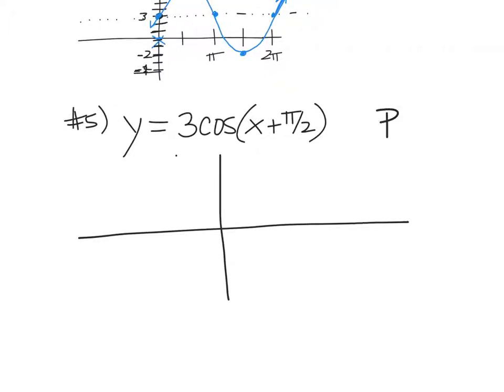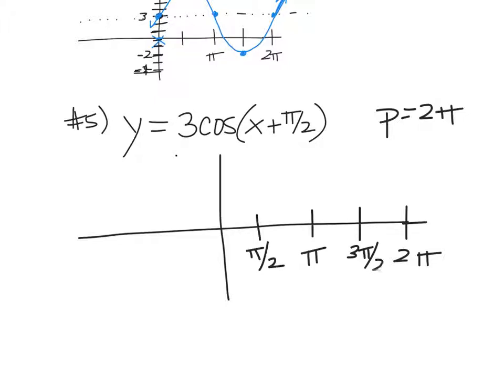Use your scale. So the period's 2 pi. So we're going to go 1, 2, 3, 4. And that's 2 pi. This is pi. I'm going to write these in because these are going to be important to us. And also over here, -pi over 2. And then let's draw on our amplitude too. So go 3 up and 3 down. So 1, 2, 3, 1, 2, 3. 3, -3.